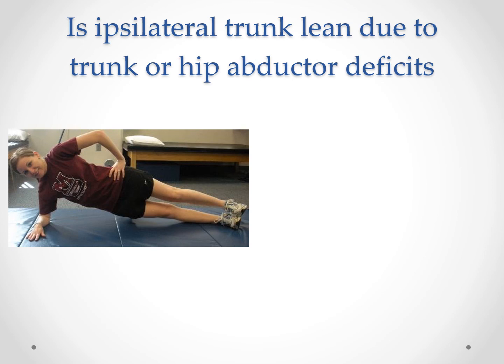If you see the ipsilateral trunk lean during the single leg squat test, that could be due to poor trunk control or poor hip control. To test for poor trunk control, do the side plank test on both sides and compare the amount of time that the patient is able to maintain the side plank test, which really tests all the trunk muscles on the downward side. Compare the time on the involved side versus the non-involved side.